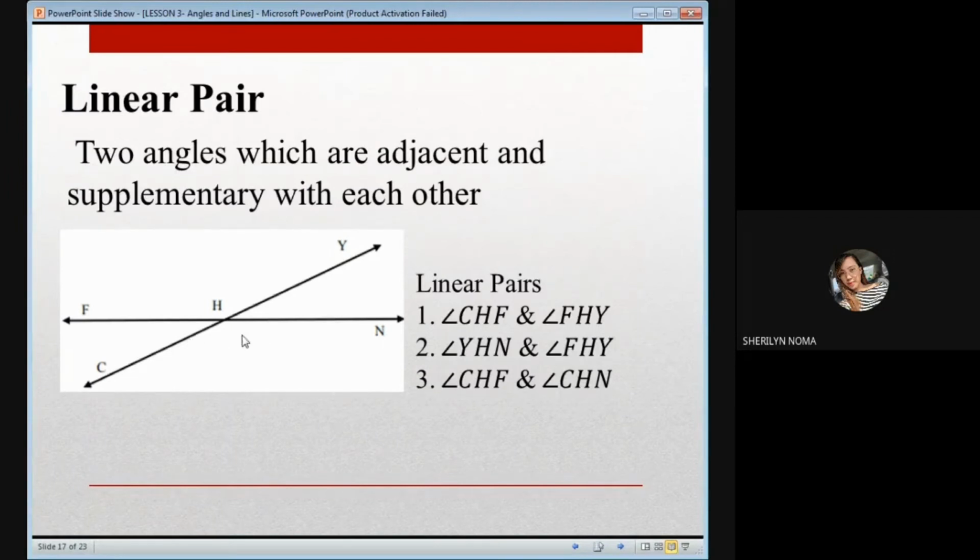Okay, ulitin ko ha, dapat nakakabuo ito ng isang straight line kasi nga, ang condition dito is adjacent and at the same time, supplementary angle sila. Number 4, YHN and CHN. Again, straight line po ulit. Kasi yung straight line, ano yan, supplementary, 180 degrees.